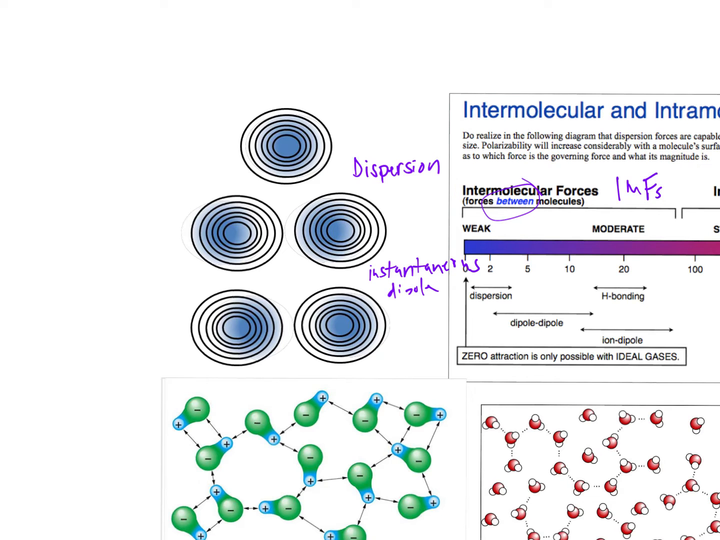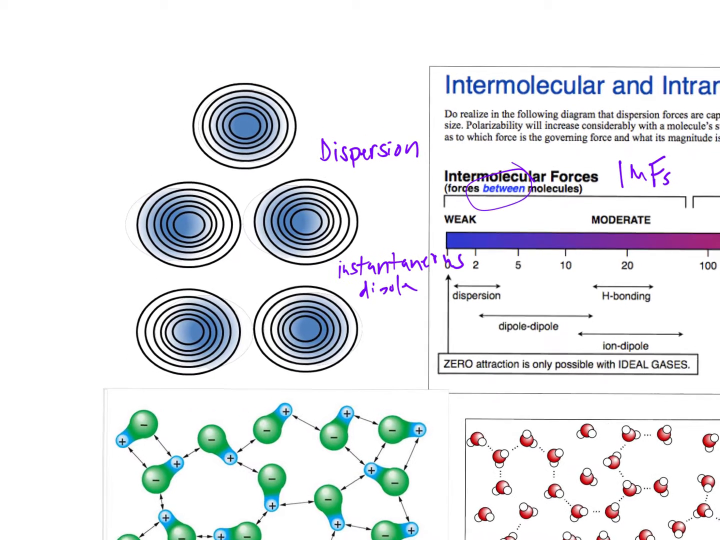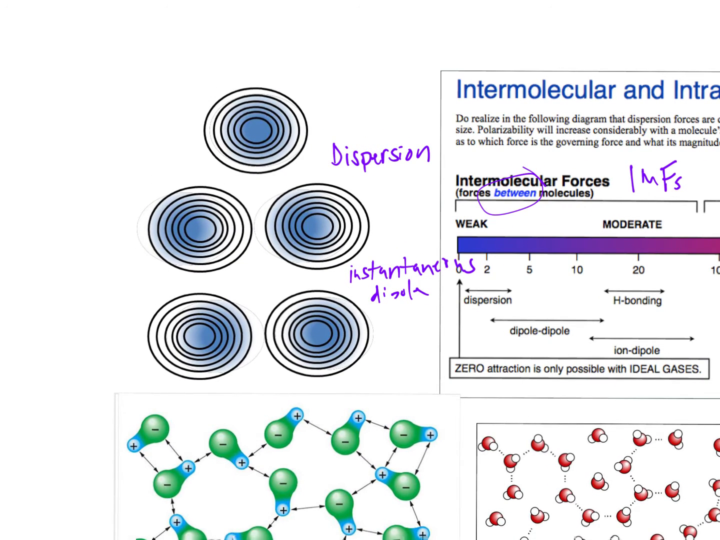There we go. So instantaneous dipole. And the term instantaneous suggests that those electrons are only on one side of the atom for an instant. Okay, that's where that term is coming from. But it affects an overall sea of atoms.